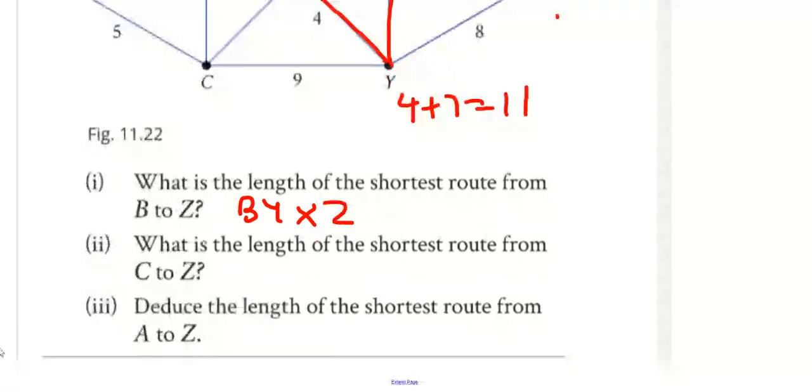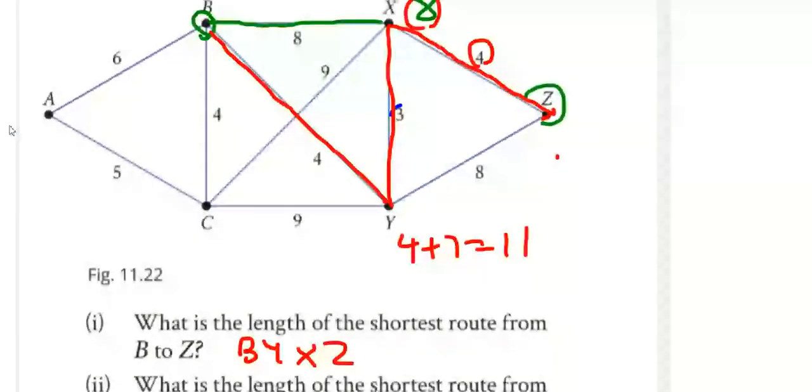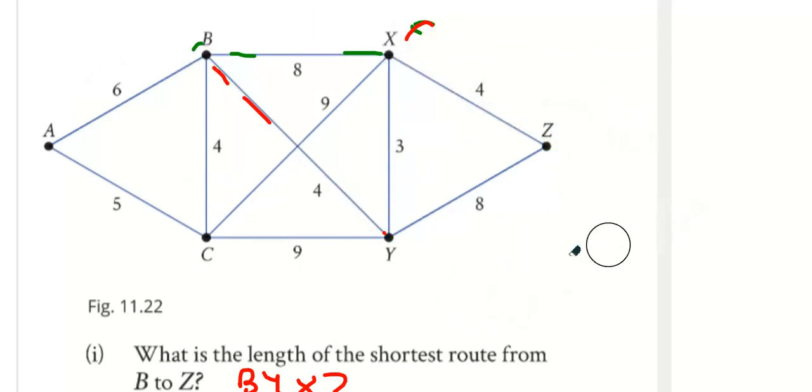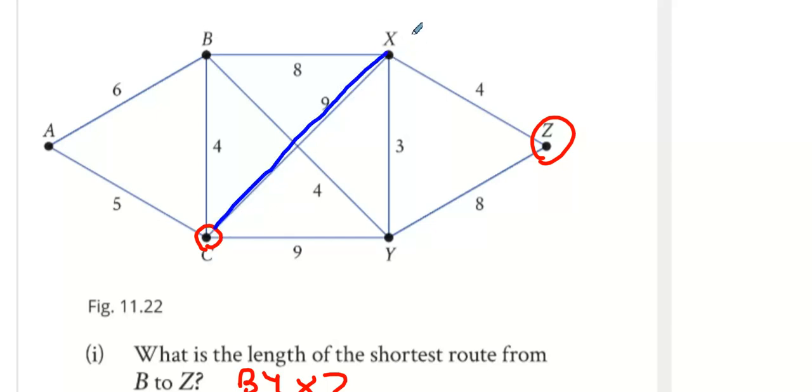Now, question 13. What's the length of the shortest route from C to Z? Okay, now we're going C to Z this time. So, C to Z. I can go a diagonal using this blue route here, and that can get me 9 to get to there, and it's also 9 to get here.